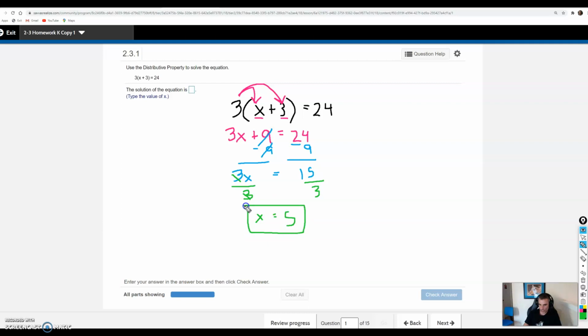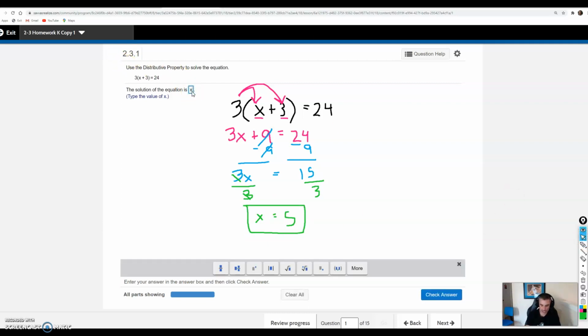All right, really quick, one common mistake that students make is they will come up here and type in x equals 5. It's going to mark that wrong. It only wants the value of x. Okay, so make sure you're reading this part right here. So it only wants the 5.